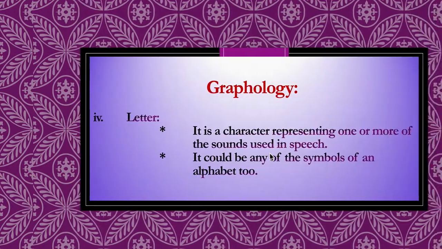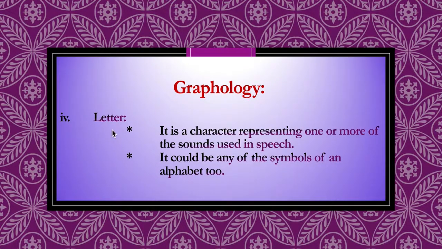We move on to the next, fourth, that is letter in graphology. Point number one, it is a character representing one or more of the sounds used in speech. So a letter is basically a character, a sound, and it is represented in speech. Okay, it could be any of the symbols of an alphabet too, and a letter could also refer to any of the symbols of the alphabet, like A, B, C, D.